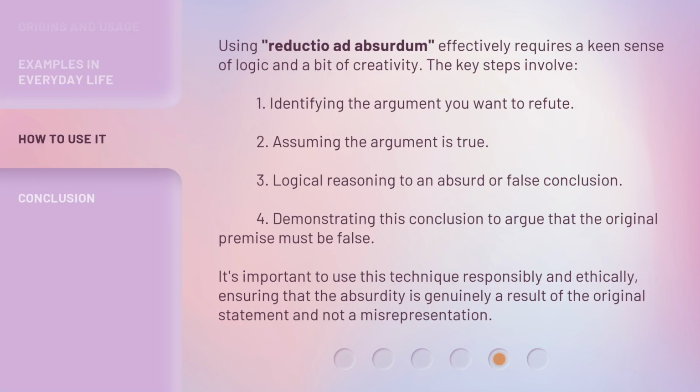Using Reductio ad absurdum effectively requires a keen sense of logic and a bit of creativity. The key steps involve: 1. Identifying the argument you want to refute. 2. Assuming the argument is true. 3. Logical reasoning to an absurd or false conclusion. 4. Demonstrating this conclusion to argue that the original premise must be false. It's important to use this technique responsibly and ethically, ensuring that the absurdity is genuinely a result of the original statement and not a misrepresentation.